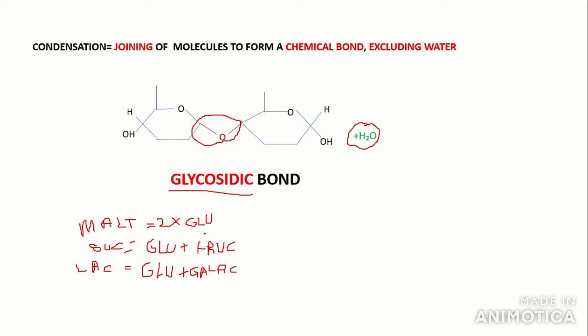Now, sometimes exam questions ask you about the enzymes that catalyse the reactions that break down, for example, lactose to glucose and galactose. It's very easy to remember. So the enzyme that breaks down lactose is called lactase, sucrose is sucrase, and maltose is maltase. It's very easy to remember.